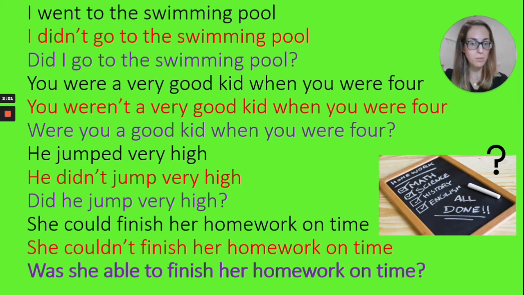Ooh, was she able to finish her homework on time? Esta es difícil. Pasadla si os parece muy difícil. Y si no, aprovecháis. Was she able to finish her homework on time? ¿Pudo acabar ella sus deberes a tiempo?